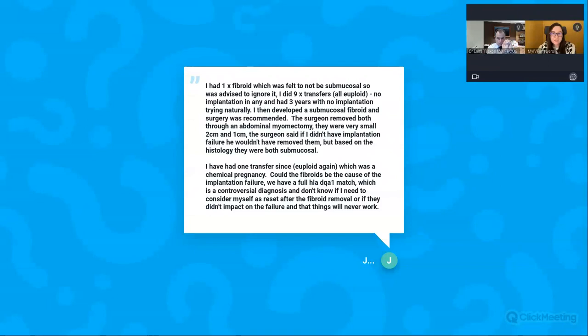We have a full HLA DQA1 match, which is a controversial diagnosis, and I don't know if I need to consider myself as reset after the fibroid removal, or if they didn't impact the failure and that things will never work. Anything you can advise?